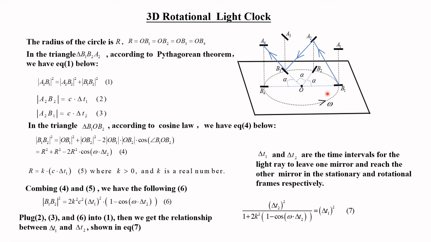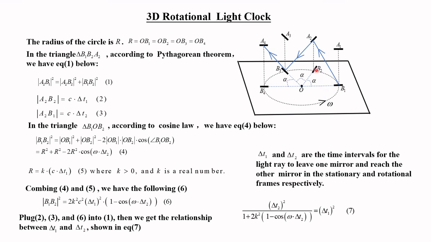The radius of this circle is denoted as R. So here we can see R equals OB1, equals OB2, equals OB3, and equals OB4. And in the triangle B1, B2, A2, according to the Pythagorean theorem, we have equation 1: A2B1 squared equals A2B2 squared plus B1B2 squared. And we also know that A2B2 equals C times delta T1.